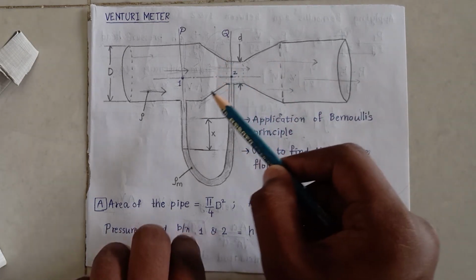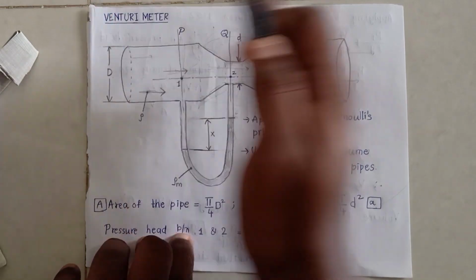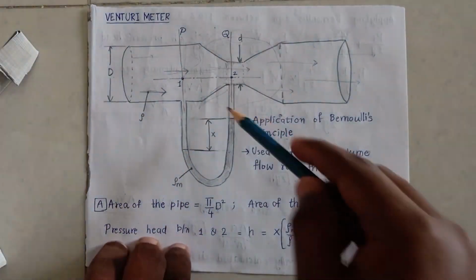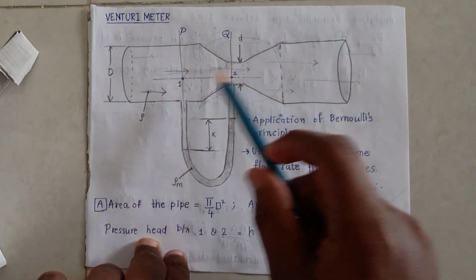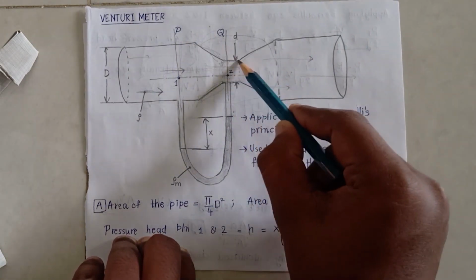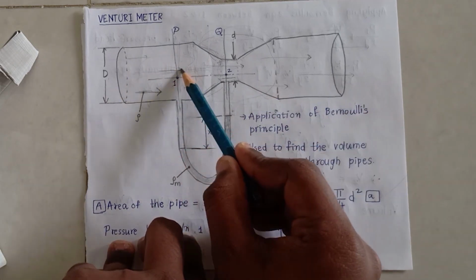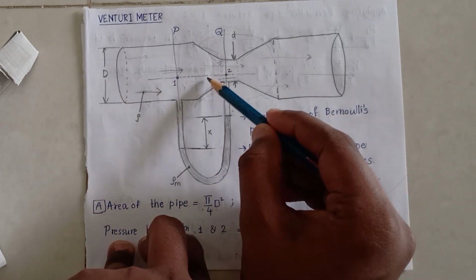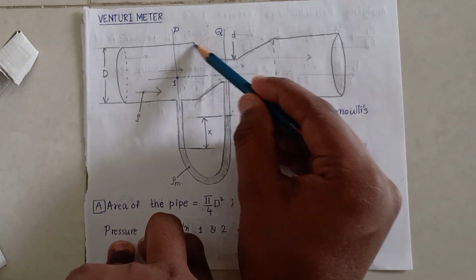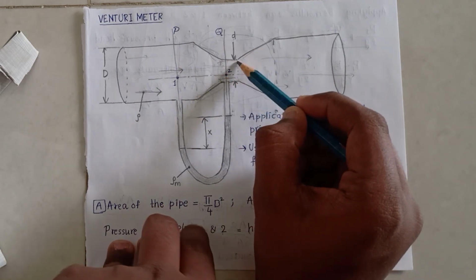If you can see here, this is the venturimeter, and these two parts are normal pipe. The venturimeter is fitted in between the normal pipes. This is the converging part of the venturimeter, this is the throat, and this is the diverging part of the venturimeter. The fluid will flow in this direction and the velocity increases since the converging part acts as a nozzle, and the velocity of the fluid will be high at the throat section.